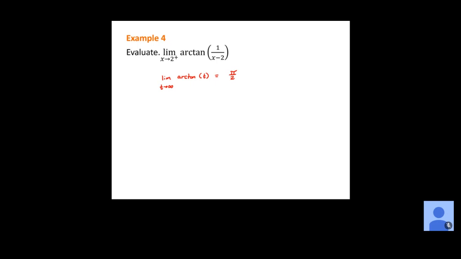Any questions about how we got that? Okay, and just think here, right? If this had been approaching 2 from the left instead, now all of a sudden we've got values like 1.99, 1.999. That denominator is going to be negative, still approaching an infinite value, but in the negative direction. So then we would be looking at our limit as we go to negative infinity, and we'd end up with negative pi over 2 instead.